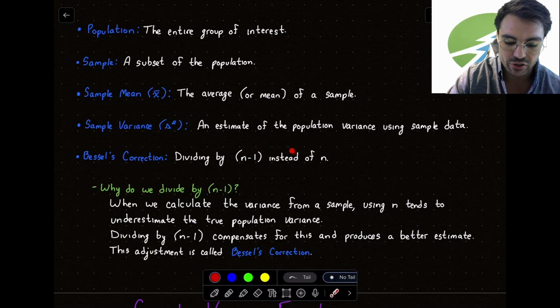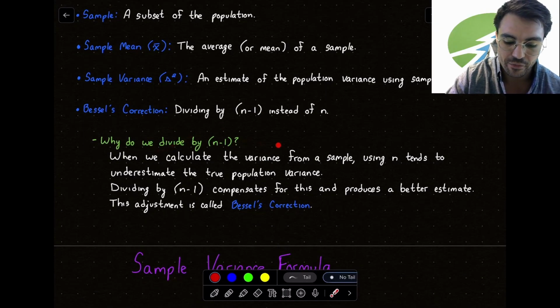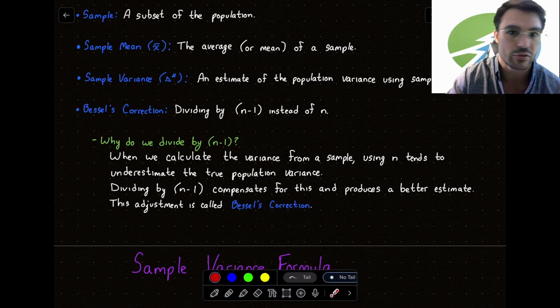Dividing by n-1 instead of n. In our population variance, we divide the whole thing by n. In sample variance, we will divide by n-1 instead. Why do we divide by n-1? When we calculate the variance from a sample, using n tends to underestimate the true population variance. Dividing by n-1 compensates for this and produces a better estimate. This adjustment is called Bessel's correction, named after the mathematician Bessel who came up with it.